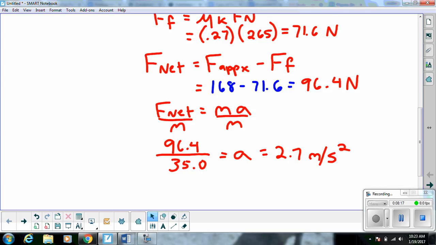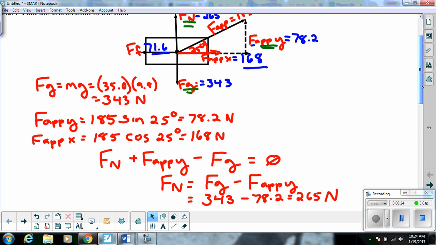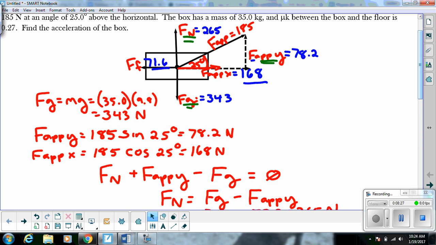Yes, it does seem like a long process, but remember, all we're trying to do here is figure out what vectors go in the same direction and will be added together. Vertical vectors all get added together. Horizontal vectors get added together. Always draw your free body diagram, and then when you have the free body diagram, label the components and see what's going to add together or subtract.